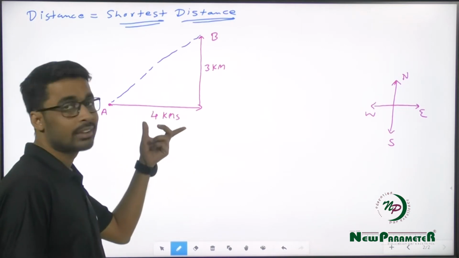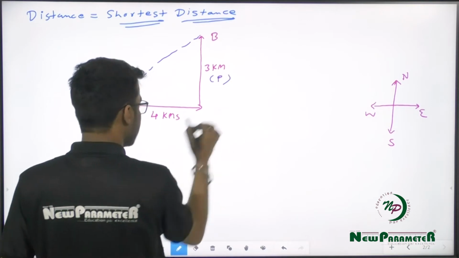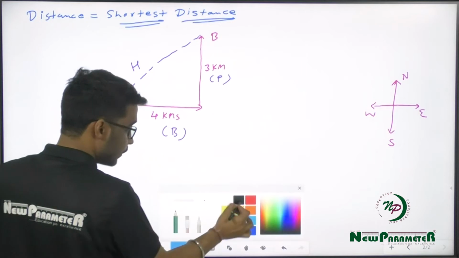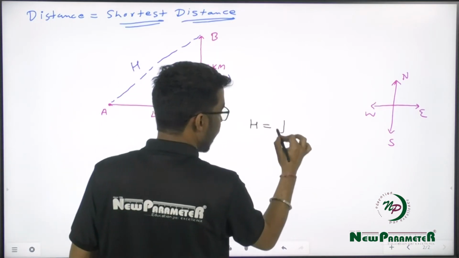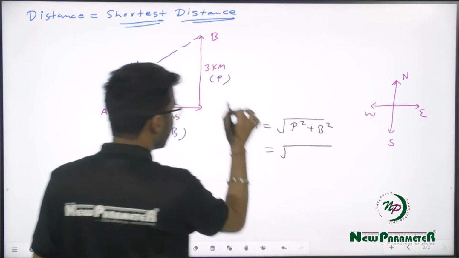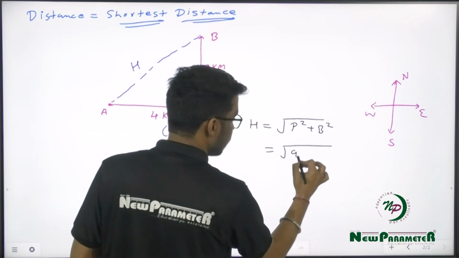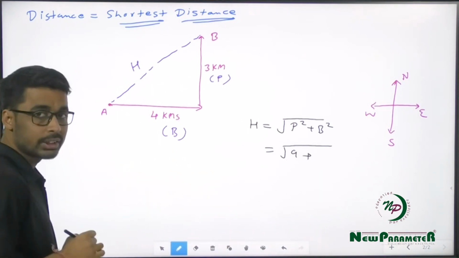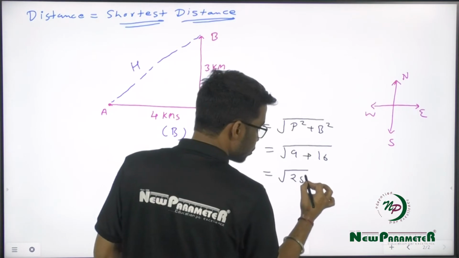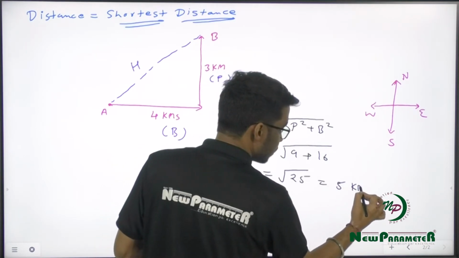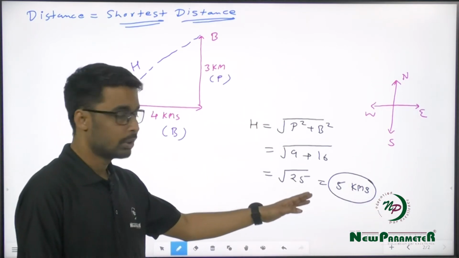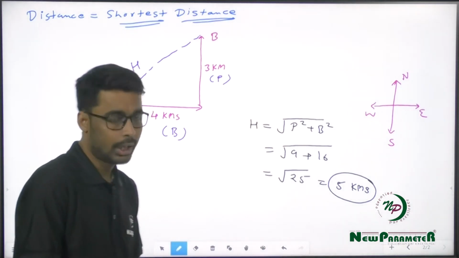Now as you can see, this is a right triangle, this is the perpendicular, this is the base, and this is the hypotenuse. So we know that in a right angle triangle, hypotenuse equals root of p square plus b square. Now the value of perpendicular is 3. The square of 3 would be 9, plus the value of base is 4. The square of 4 would be 16. 9 plus 16 is 25. So root of 25 would be 5. The answer would be 5 kilometers. So what was the distance traveled by the person? That was 5 kilometers from his starting point to his ending point.